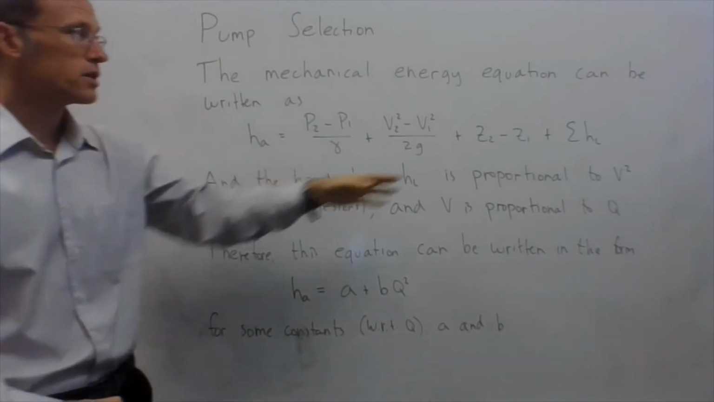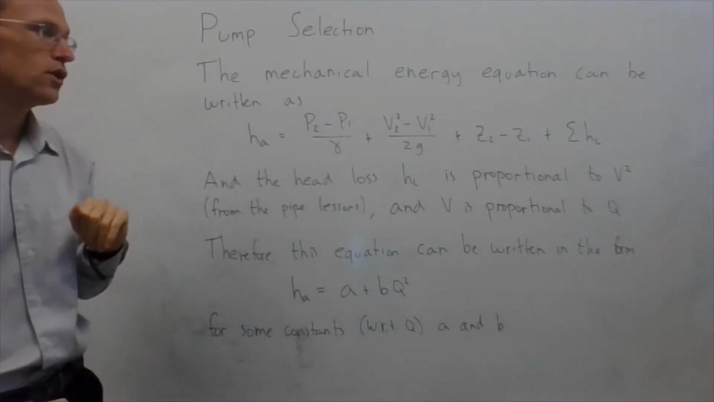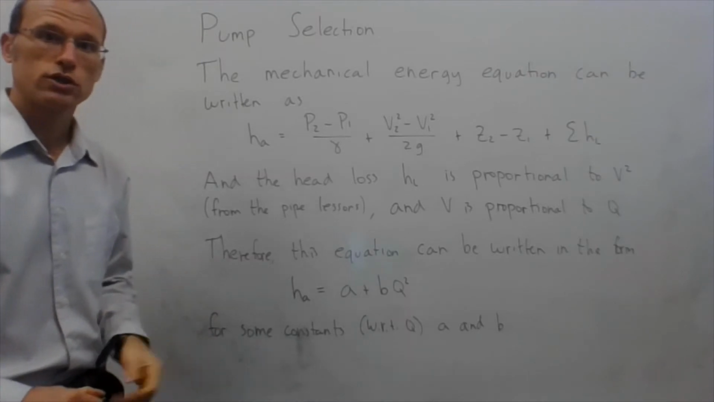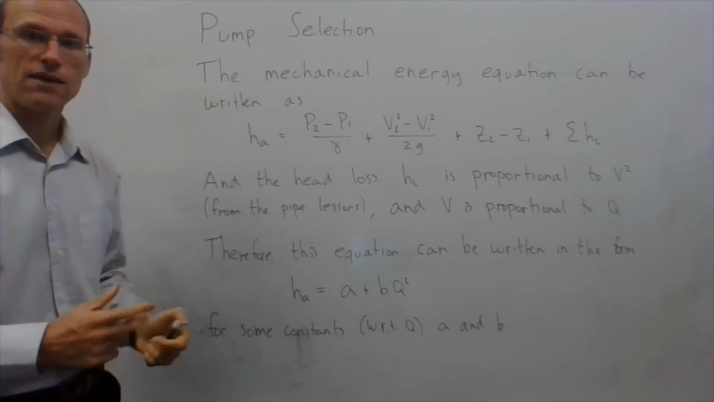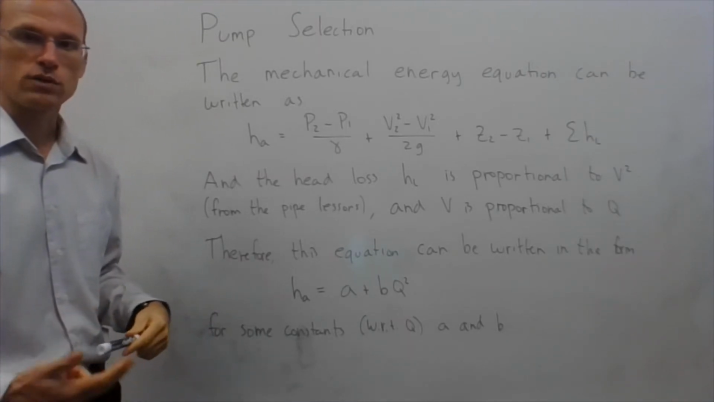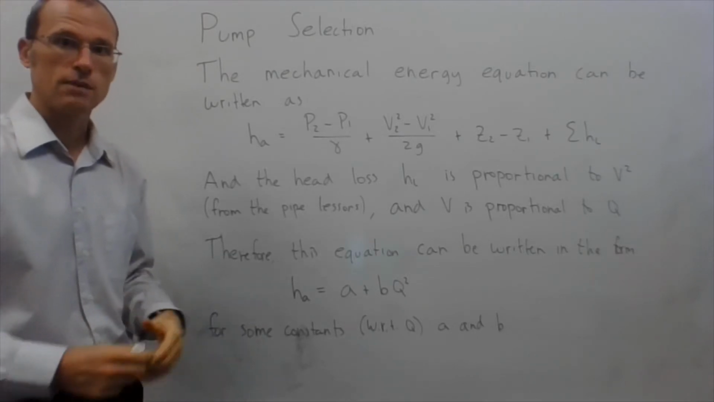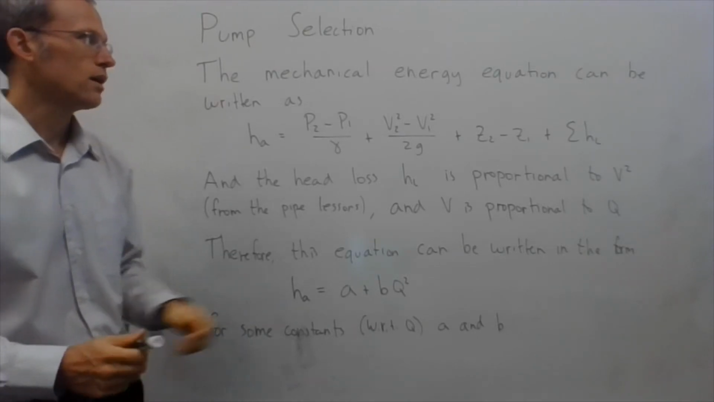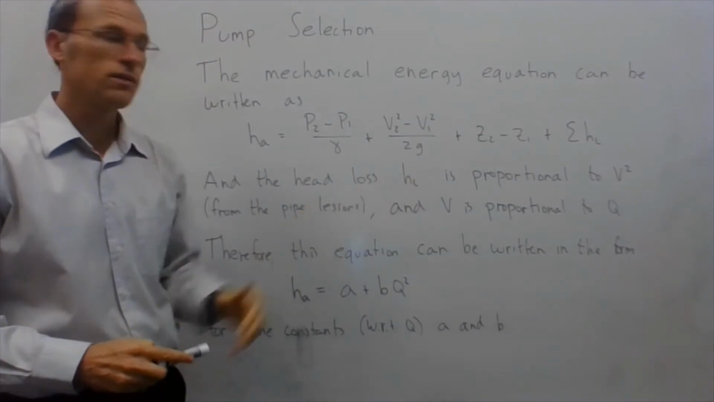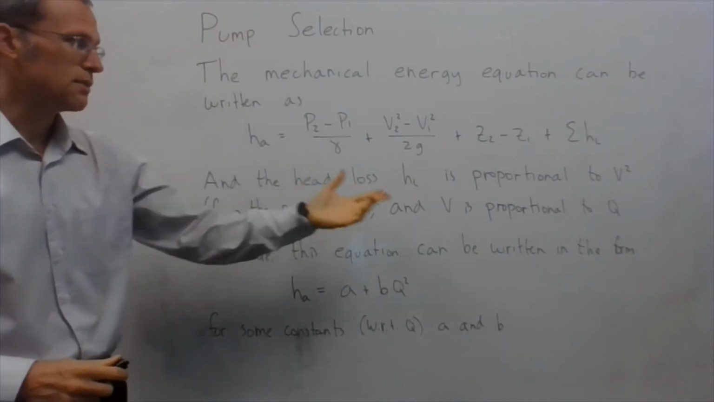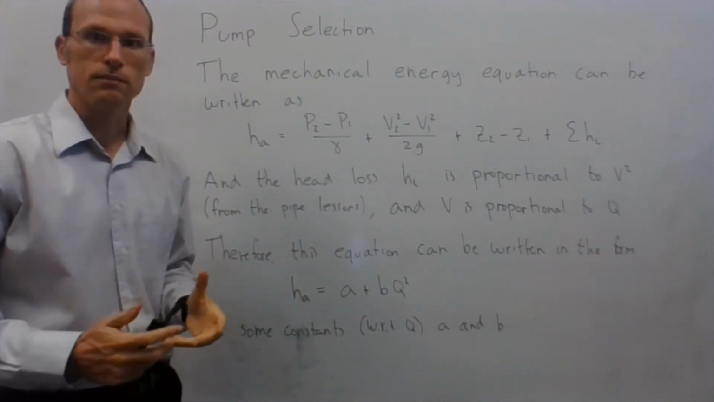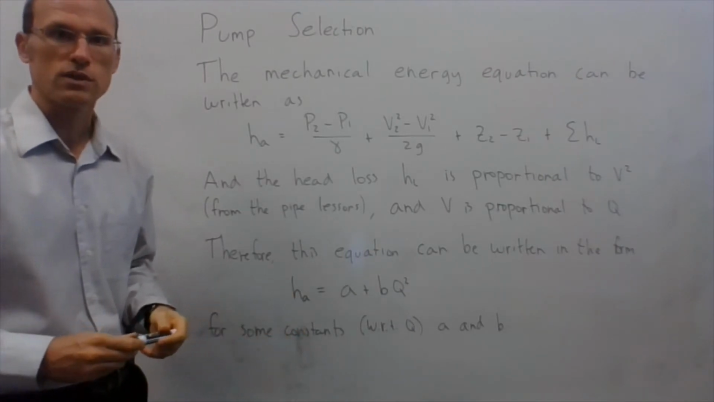The important thing here is that my head loss, HL, we know from the pipe lesson is proportional to velocity squared. So this was fL over D times V squared over 2g, or for the minor losses, it was K times V squared over 2g. Either way, it was proportional to V squared. And velocity is basically the same thing as flow rate, proportional to flow rate in terms of the area.